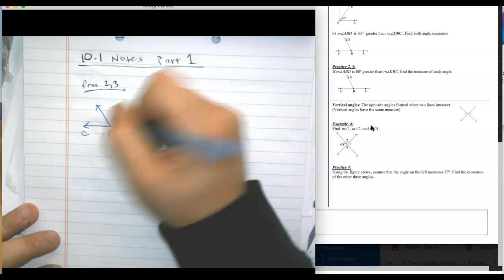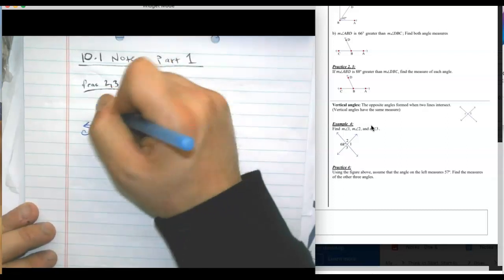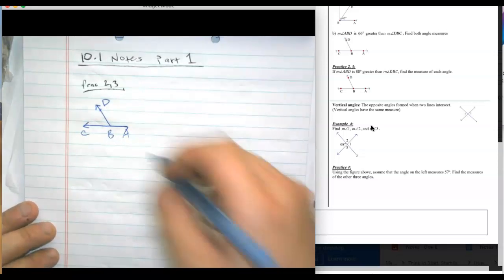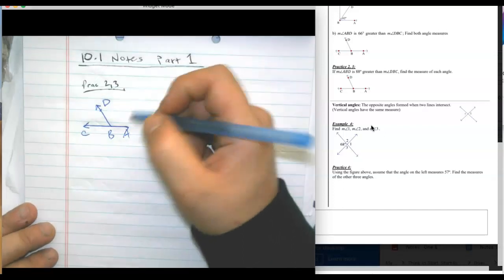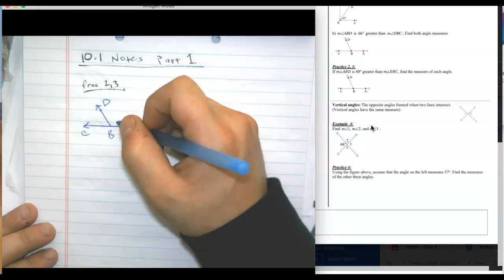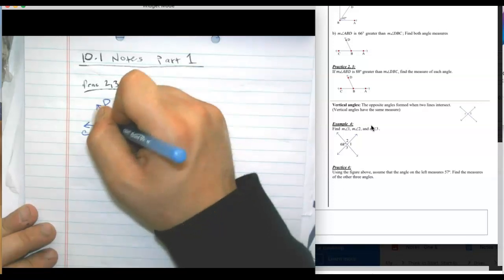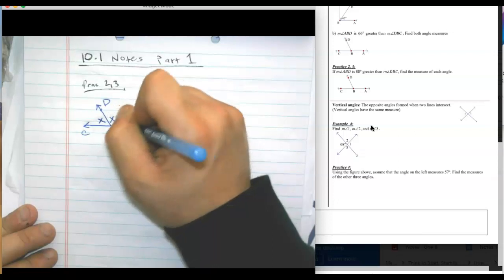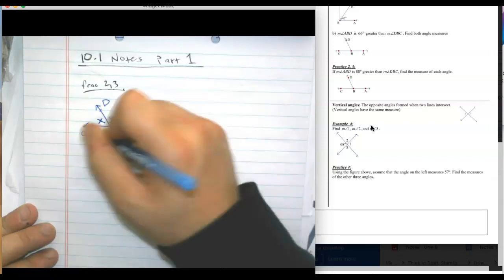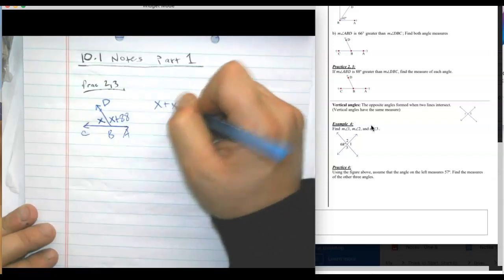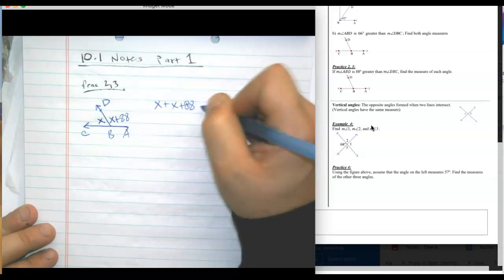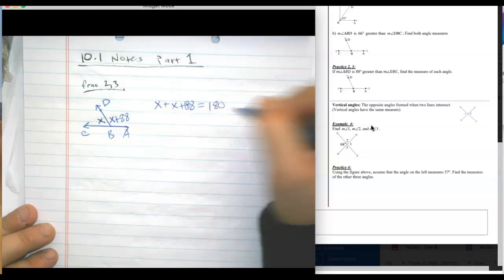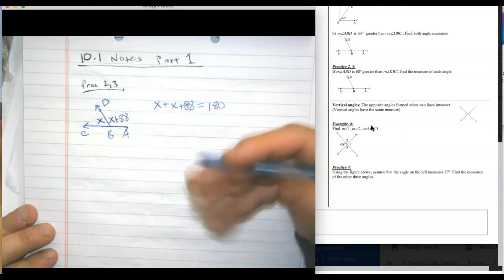C, D, A, and I've got D here. ABD is 88 greater than DBC, so I can again call DBC x, and ABD is 88 greater than that, so x plus 88. Together these angles form a straight line, so I can add their measurements, x plus 88, and it equals 180, because two angles that form a straight line are always going to add up to 180.